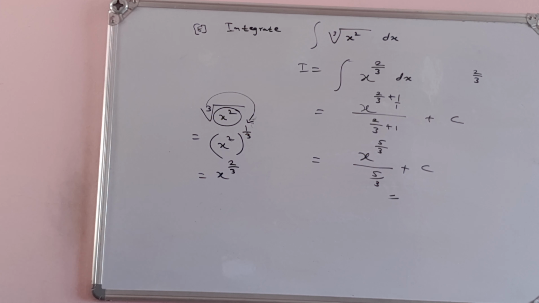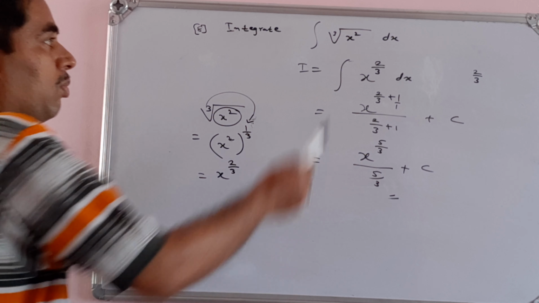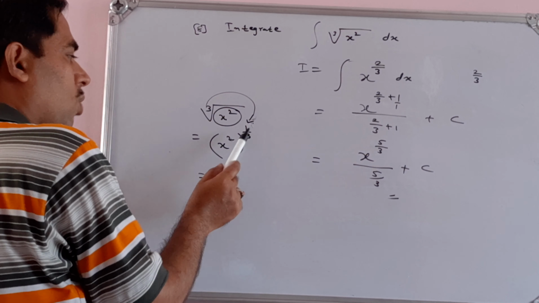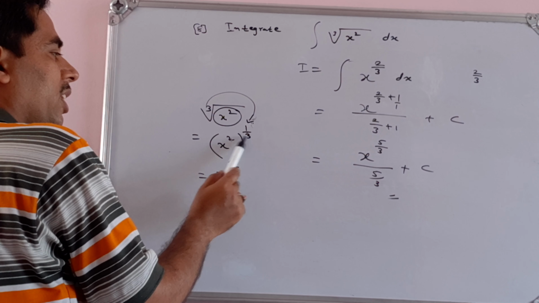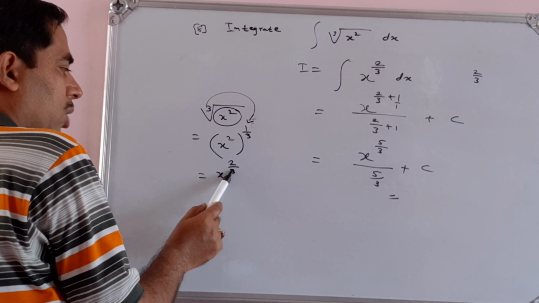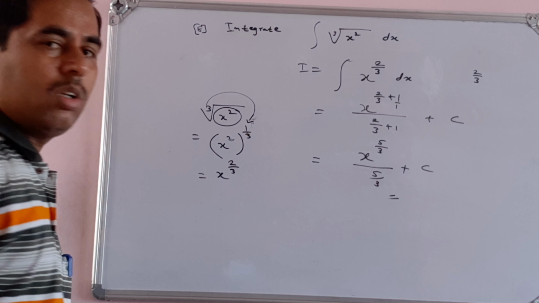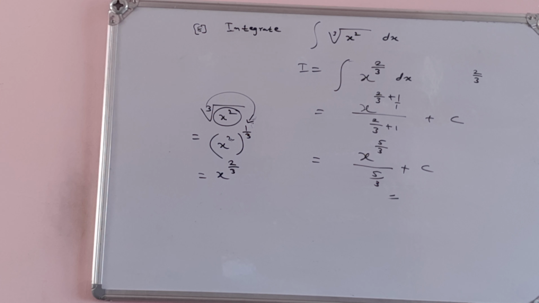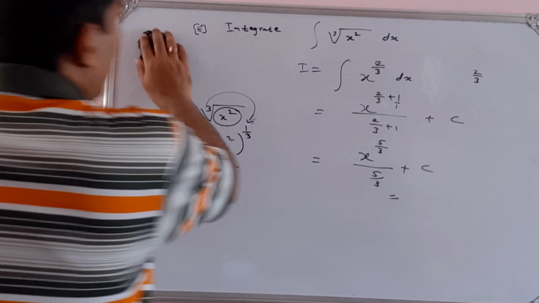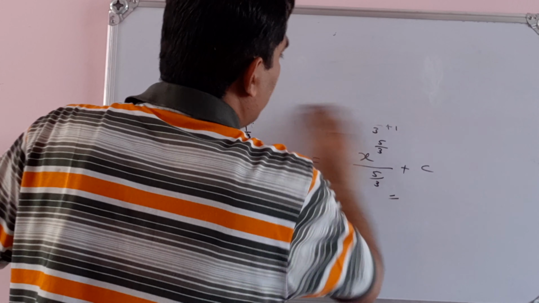plus c. So the cube root of x square I can write as x square whole to the 1 by 3, then multiply the powers, 2 into 1 by 3 is 2 by 3, then make use of the power rule. So that is the cube root of x square. This is the 8th example.